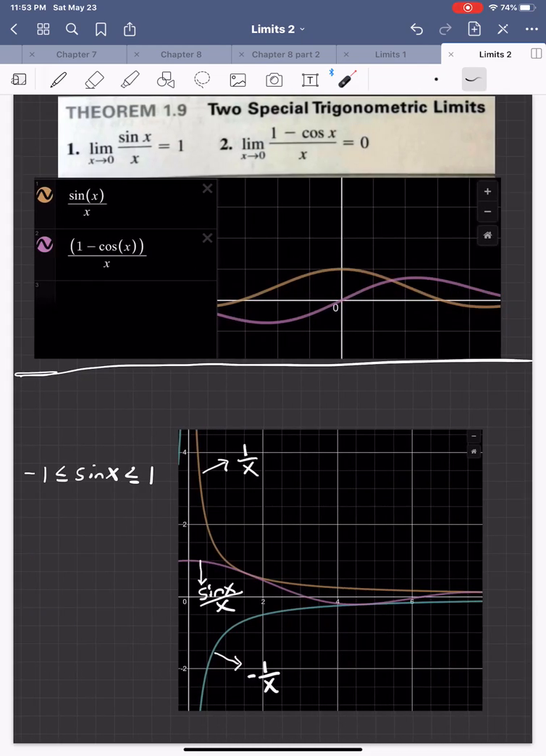Okay, so let me now move to two very special trig limits that you should have written down or have access to. Let me start with just stating them. The limit as x approaches 0 of sine of x over x is 1. And the limit as x approaches 0 of 1 minus cosine of x over x is 0. Let's start with the first one. Looking at the orange graph here, you can see just from the geometry how the graph is approaching 1 from both sides as x approaches 0, right?